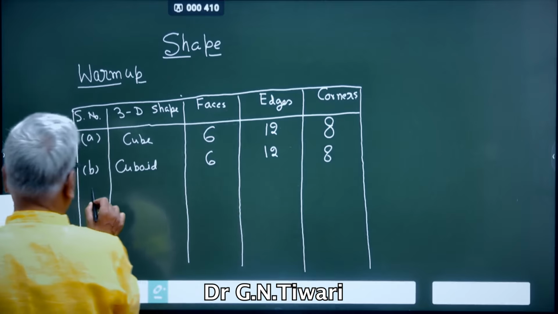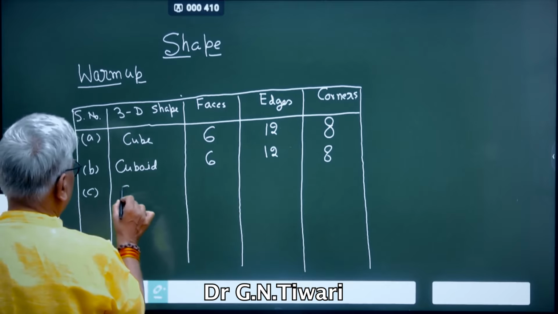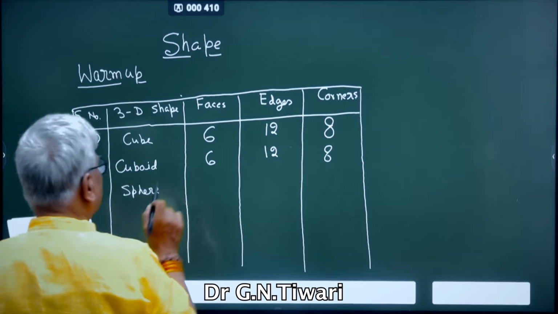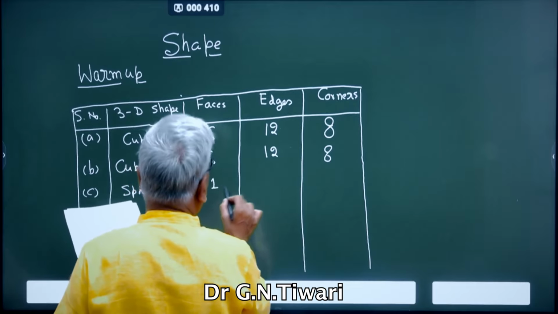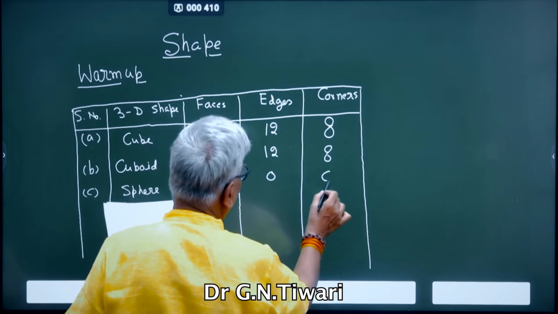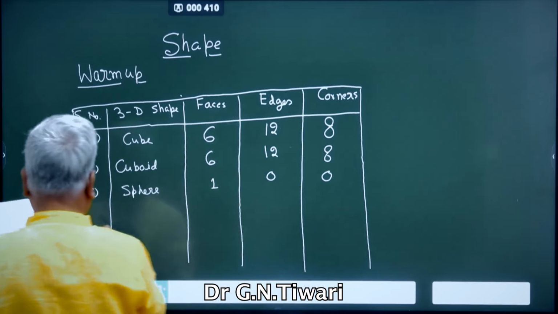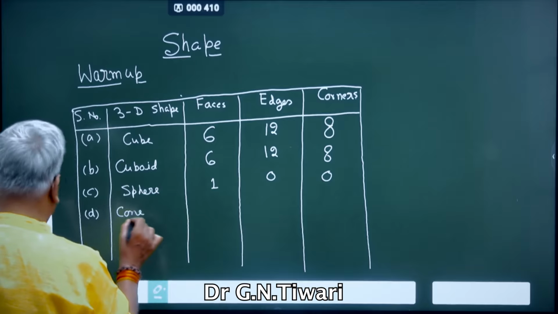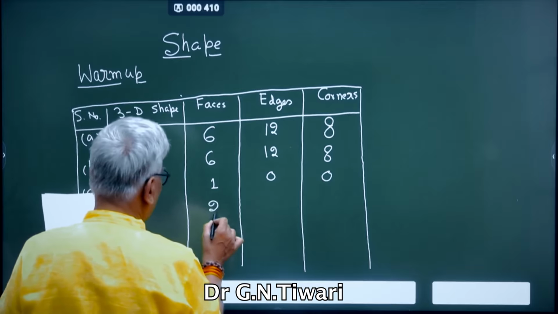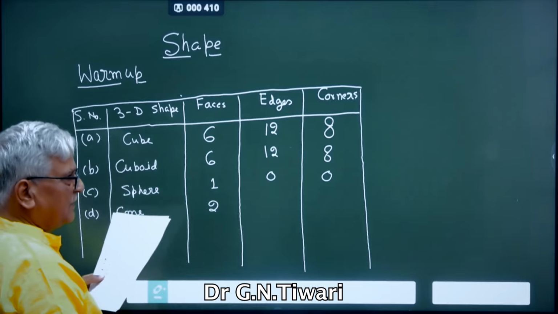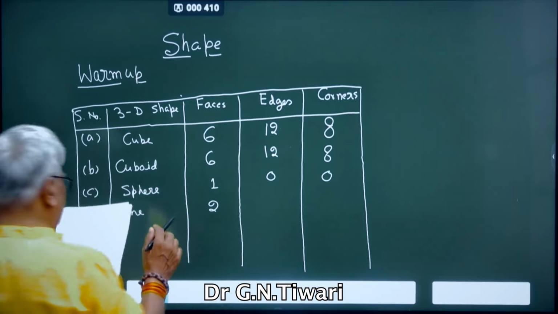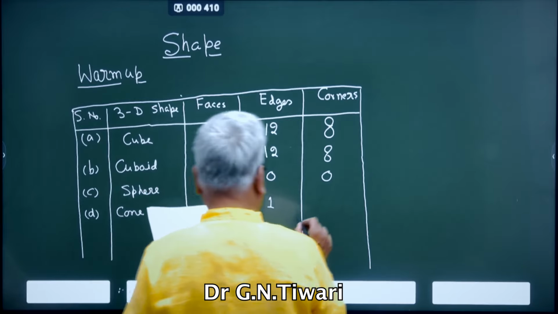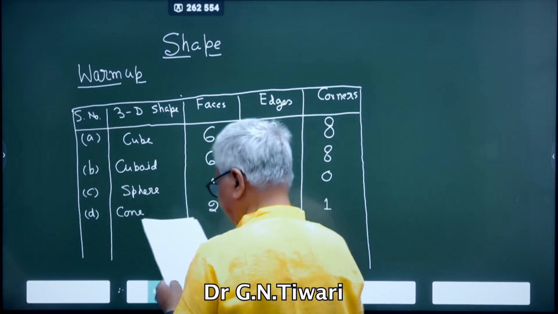C. Sphere. Sphere has only 1 face, no edge, no corner. D. Cone. Cone has 2 faces, one is the circle face, a plane face, and a curved face. Edges 1, at the top, and corner 1.